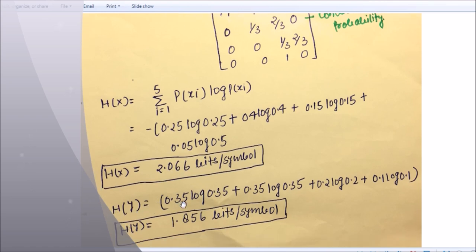Same way, Hy is equal to what? Summation of PY1 log PY1, PY2 log PY2, that is 0.35 log 0.35, same way, 0.35 log base 2, 0.35. So after solving, I will get Hy is equal to 1.856 bits per symbol, okay? So up to here, I found 2 entropies, Hx and Hy, only 2 entropies. Still, I have to find approximately 4 entropies, 4 or 3 entropies, okay?